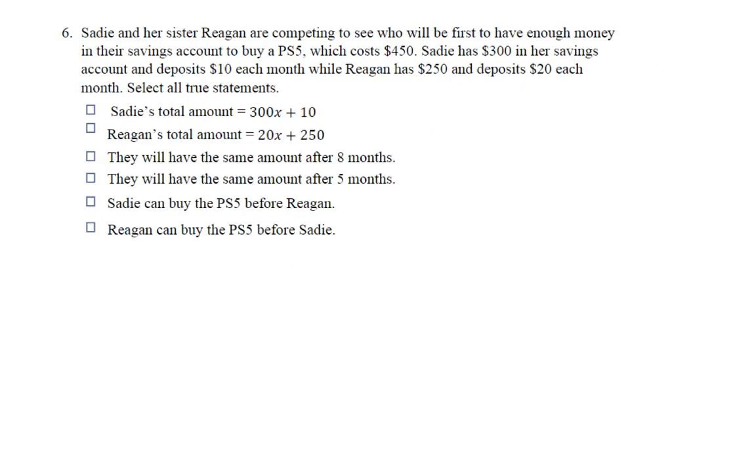Here we go. Sadie and her sister Reagan are competing to see who will be first to have enough money in their savings account to buy a PlayStation 5, which costs $450. All right, Sadie has $300 in her savings account. So Sadie has $300, and she deposits $10 each month. So $10 every month. All right, so that's the Sadie equation.